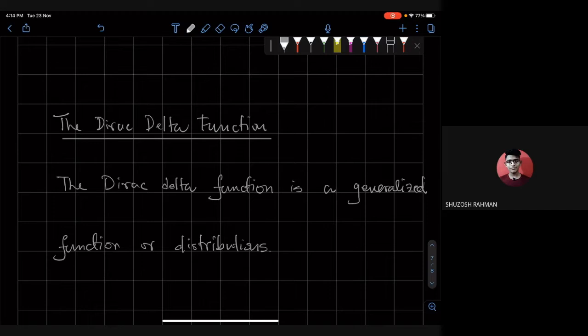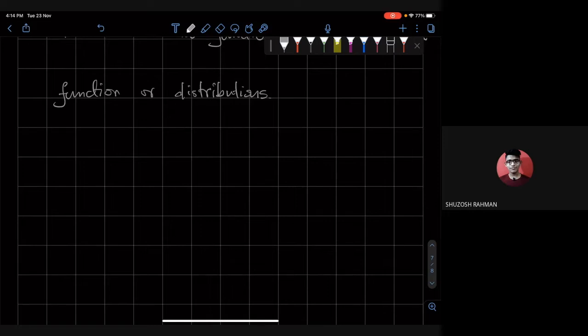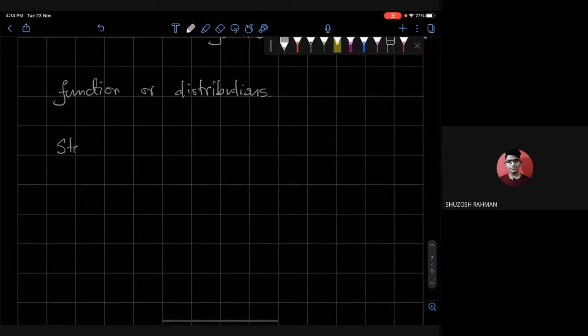After he introduced it, mathematicians went and started asking questions, oh, is this well defined? As a result, they developed the theory of distributions, okay? Okay, so how do I introduce this? So let's start with the Fourier series, okay?